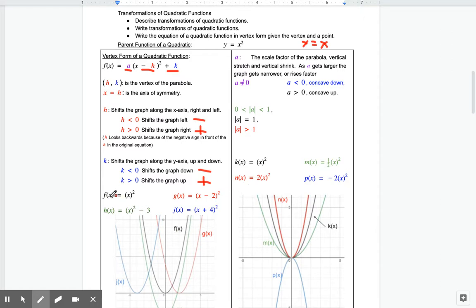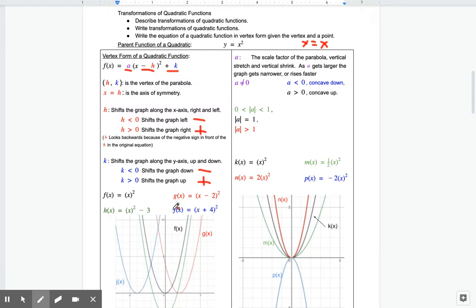Here's the parent function, f of x equals x squared. That's this black function right here, and we can see that it has the vertex at (0, 0). g of x equals the quantity x minus 2 squared. It looks like it has a negative 2 here, but because of the negative sign, we're actually substituting in a 2. And there's no change to the y, so there's no vertical shift. There's only a shift 2 to the right. 1, 2. So right there. So the vertex becomes (2, 0).